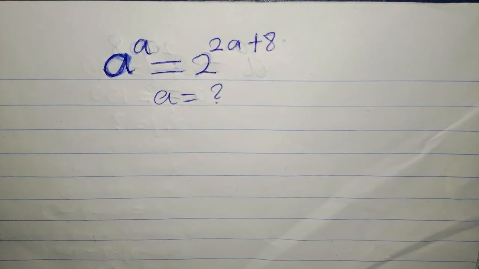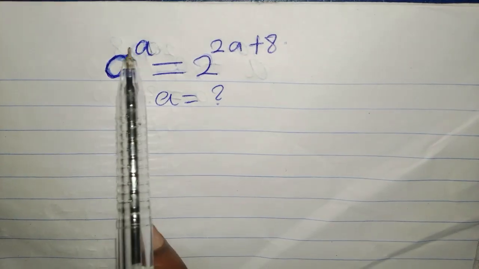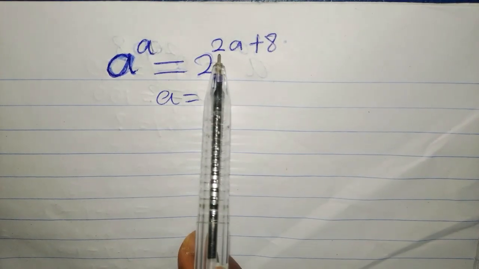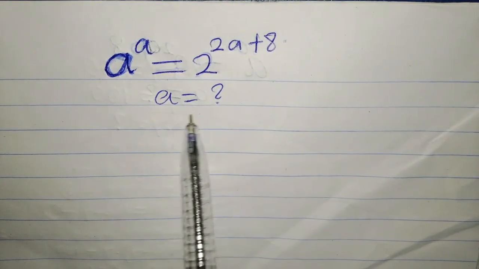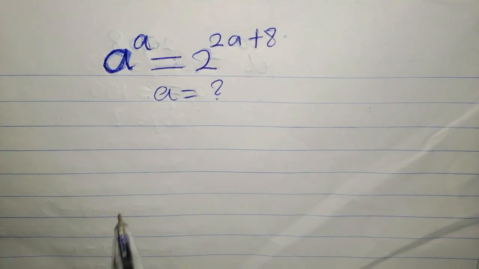Let's provide a solution to this question. The question reads: a to the power of a equals 2 to the power of 2a plus 8. What is the possible value for a? So let's provide a solution to this.